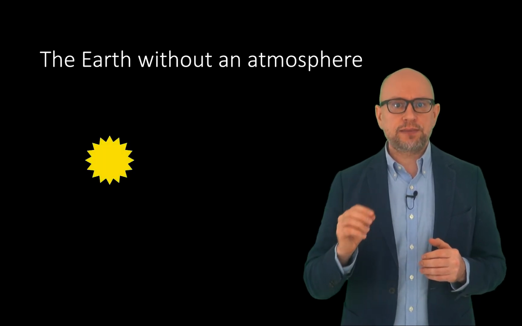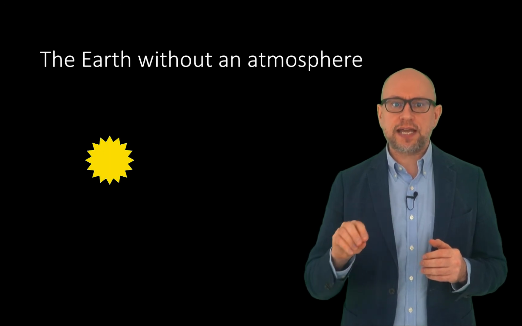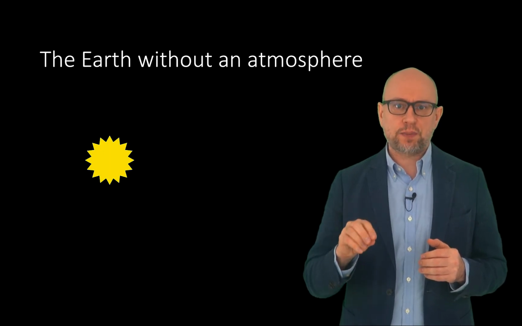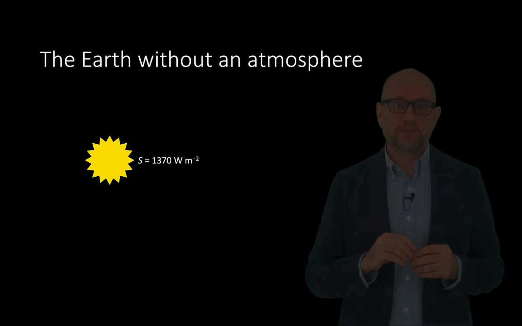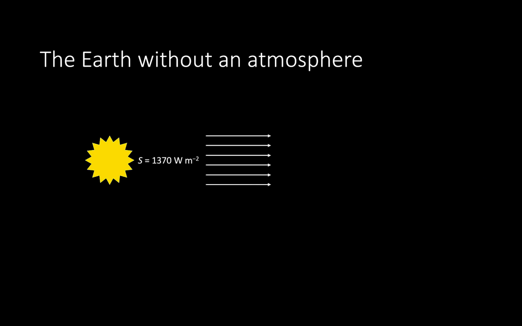Instead, we will simplify our model by stating that the energy from the Sun reaching the top of the atmosphere, the solar constant, which is given the symbol S, is 1,370 watts per square metre. That is the energy per square metre arriving every second.